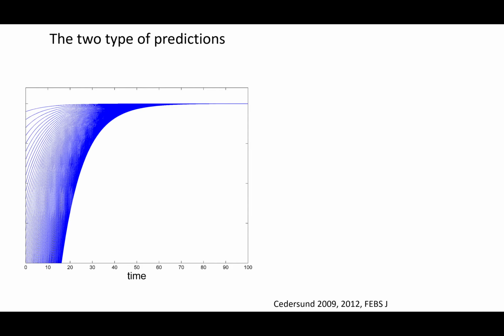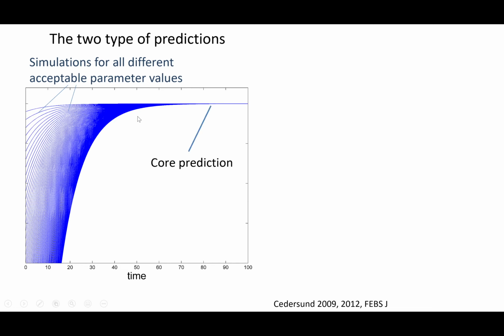So before moving into the technical details, I just want to have a very conceptual slide where you see simulations. Each line here is a simulation with parameters that describe the existing data in an acceptable way. And then a core prediction is simply one where all of those simulations are very similar. So here that happens after some time in the simulation, but it could also be for another state, for instance. And if it's not a core prediction, it's just a suggestion.